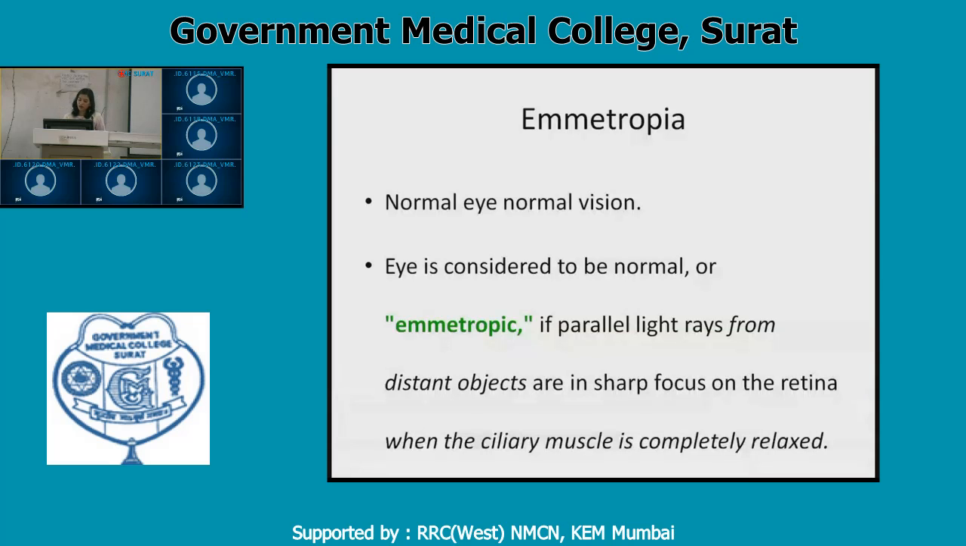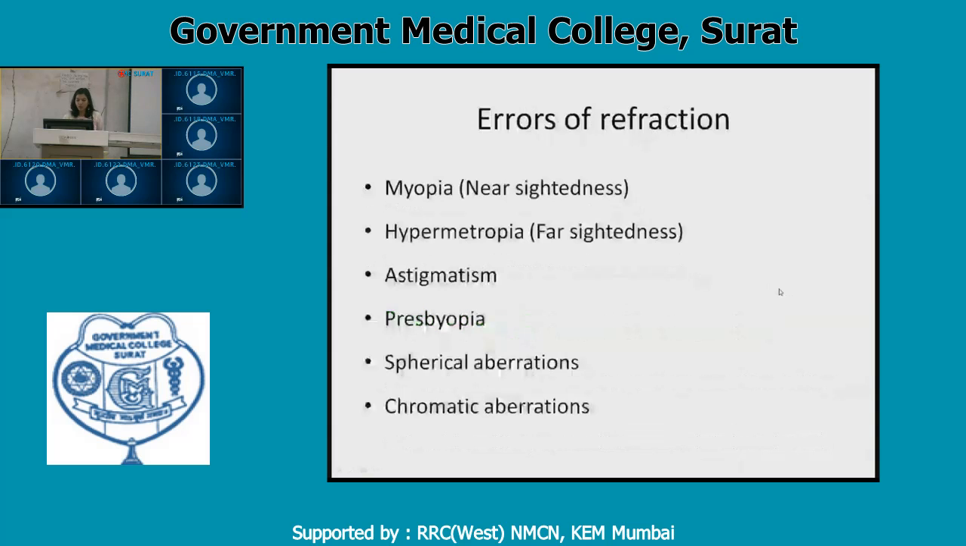So such an eye, in which distant objects are also focused on the retina with ciliary muscles completely relaxed, and the nearby objects are also focused on the retina with ciliary muscles completely contracted or with full range of accommodation, is known as an emmetropic eye or a normal eye or normal vision. Now, what are the errors of refraction?